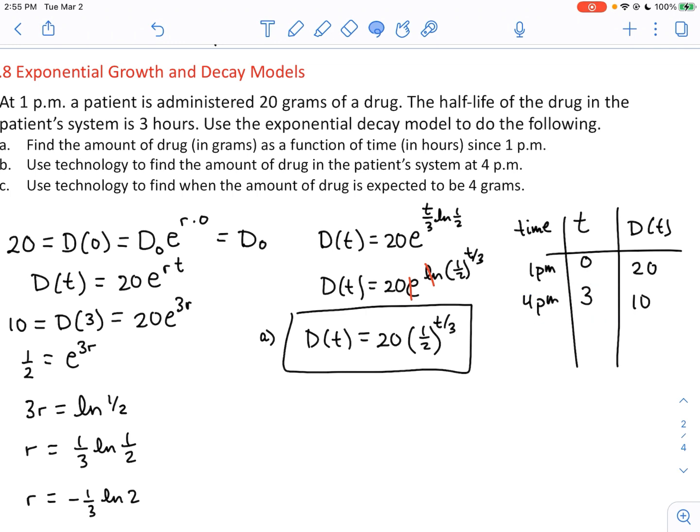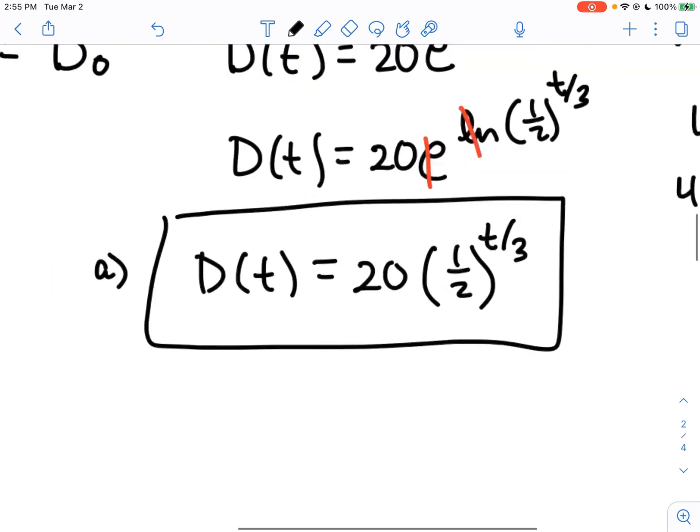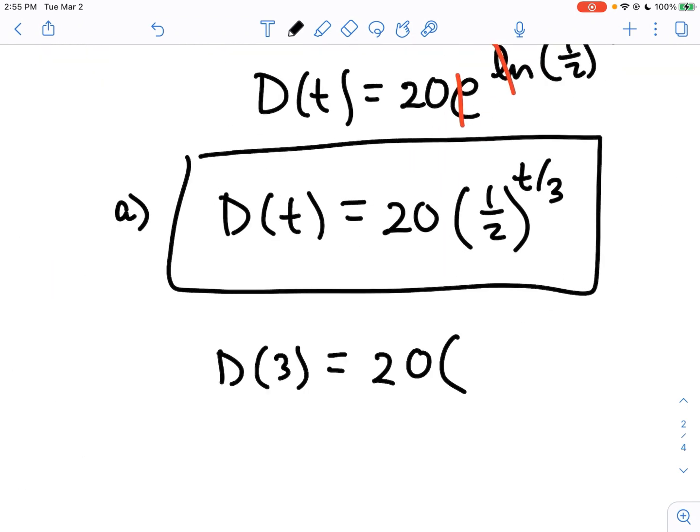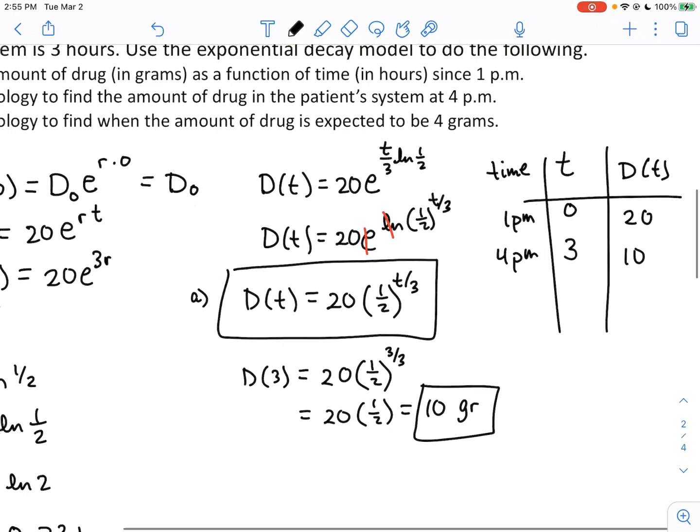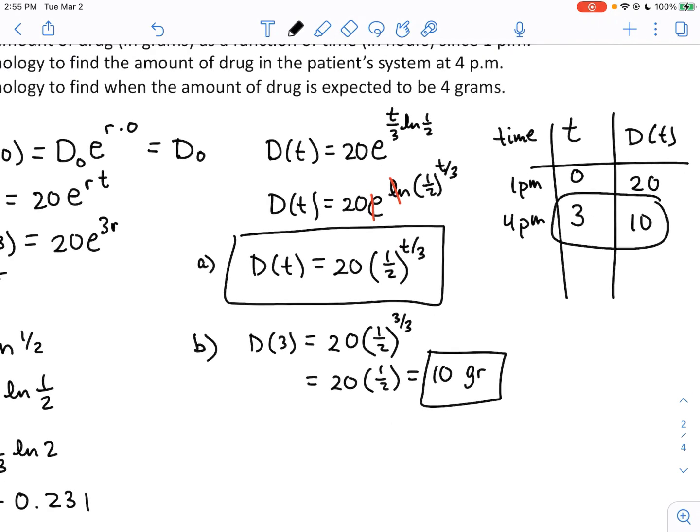Now watch what happens when you plug in t equals 3 into this. And we're going to do this one actually by hand. So plug 3 in for the t. So that gives us a 3/3. 3/3 is 1. So we just get really 20 times a half, which gives us that 10 grams. There's the answer to part B, but we already knew that.